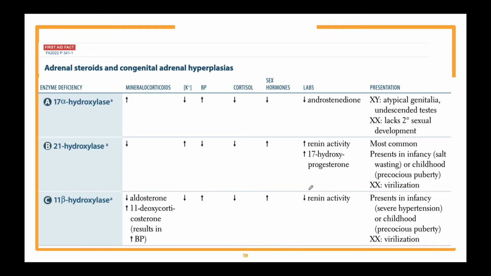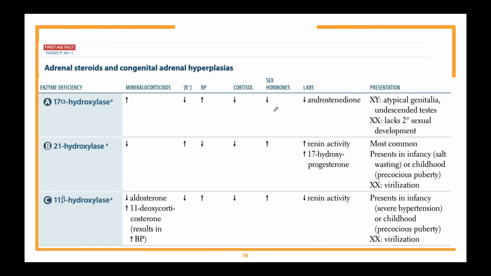In this condition, you have high androgens, or high sex hormones, and that's why a female gets virilized. However, you also have low mineralocorticoids, and that's why you can get hypotensive. As a result, one of the mineralocorticoids that is deficient is aldosterone.